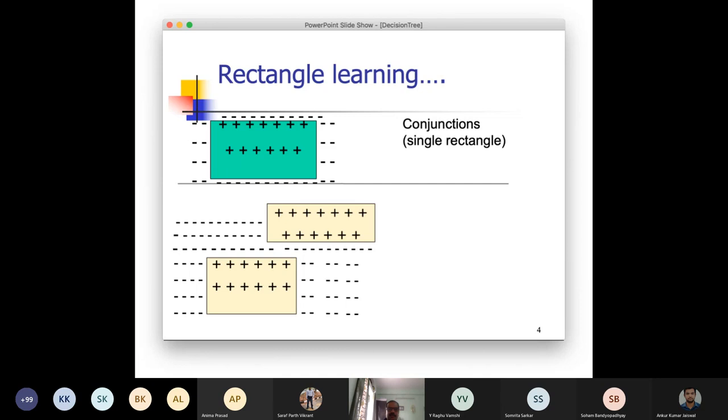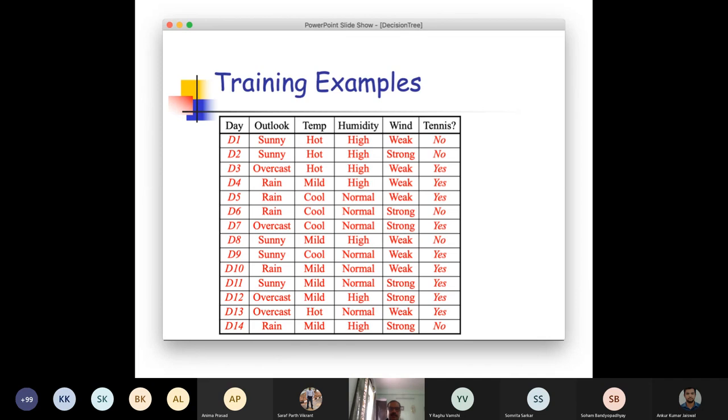But consider a situation where you are also allowed to specify multiple rectangles in that set. So a point which is included in any of these rectangles will be labeled positive. That is the case of disjunctions of conjunctions, or union of rectangles. So it's a kind of similarity. This can also be implemented using a decision tree framework.